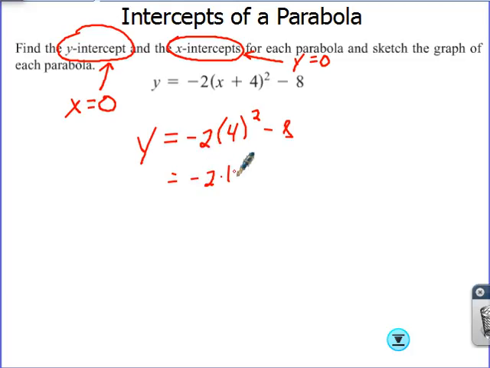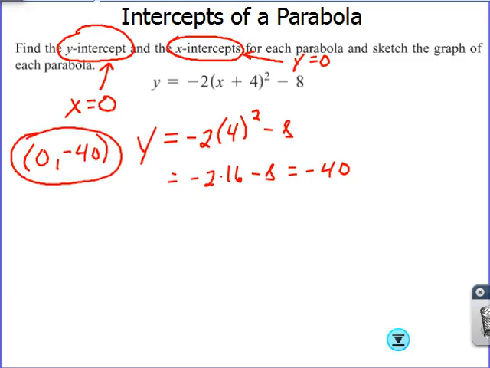So that's negative 2 times 16 minus 8, which is negative 40. So your y-intercept is 0, comma, negative 40. Your x-intercept.